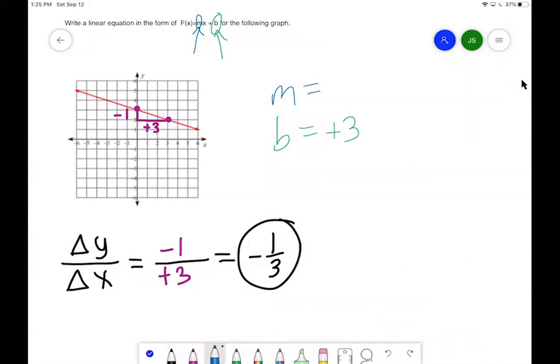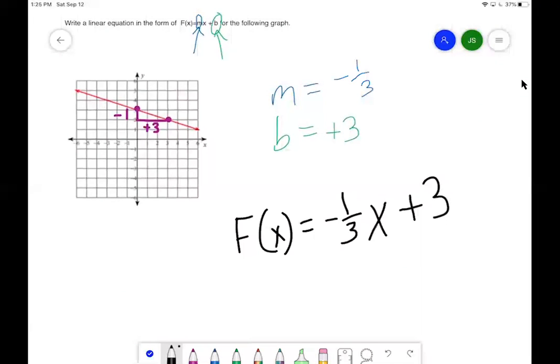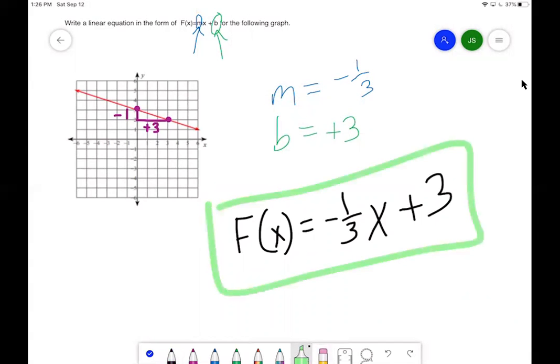So now that I have my slope, I am able to rewrite my formula as f of x equals negative third x plus 3. And there I didn't need to do anything crazy for the sign because they were both positives. So I could have put that +3 here, but it doesn't really make any sense. It's already a positive. And that'll be it for my second graph.